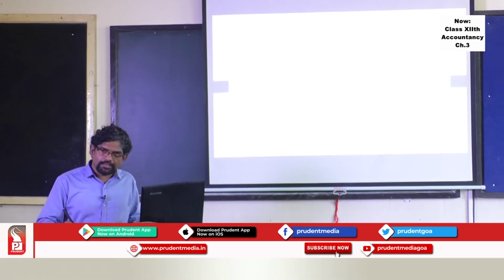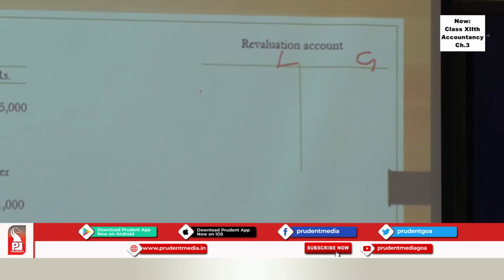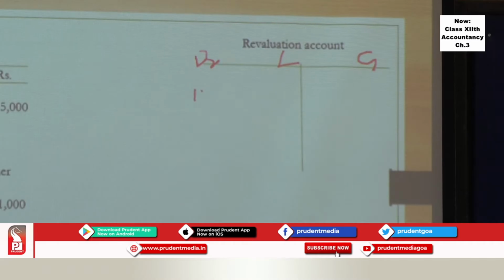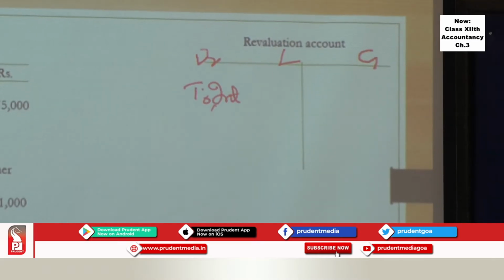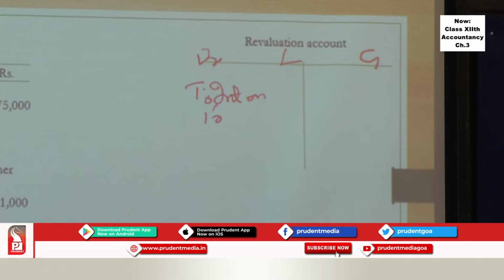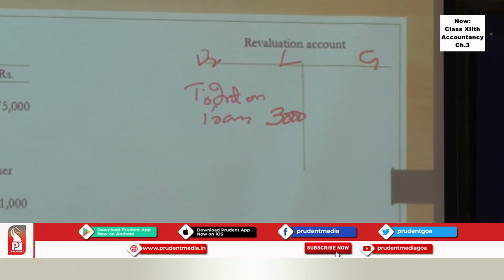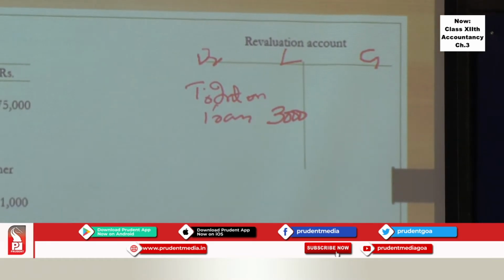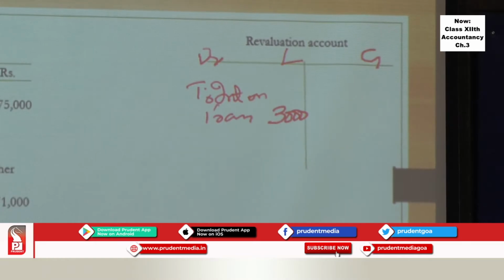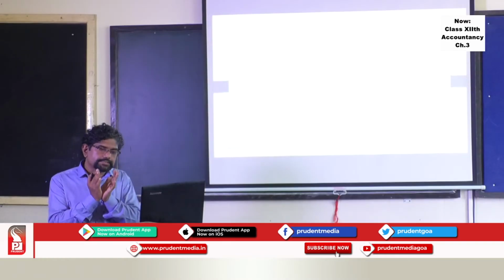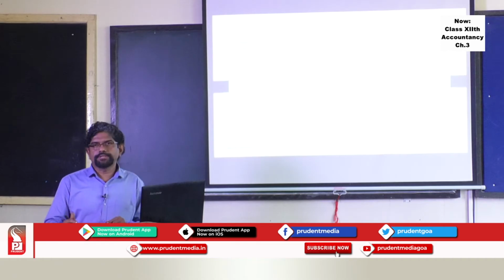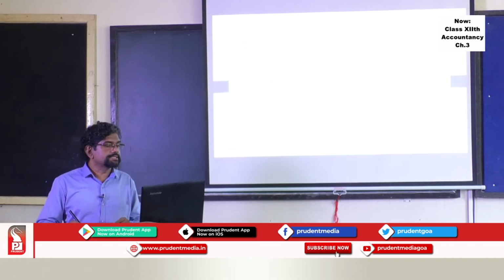Increase in liability is a loss. So you will show on the debit side of the revaluation account: to interest on loan. What is the interest? 3,000 rupees. In the revaluation account we are showing only the increased figure, the amount increased or decreased. So 3,000 we will show, this is the ultimate loss for us, and this 3,000 plus 50,000, 53,000 was settled.